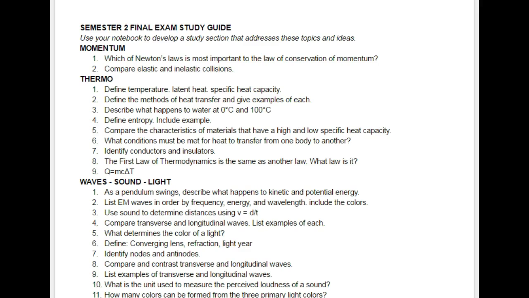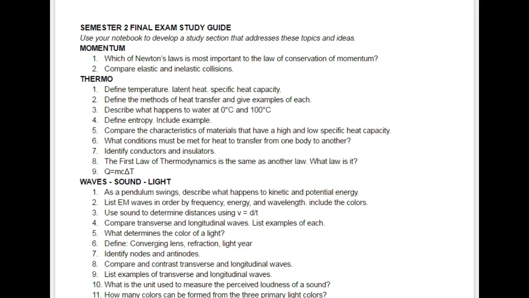Q equals mc delta T. Look over your notes. You should have some examples for this calculation. For the quantity of heat, it's equal to the product of the mass times the specific heat capacity multiplied by the change in temperature. Find some examples and look at those.